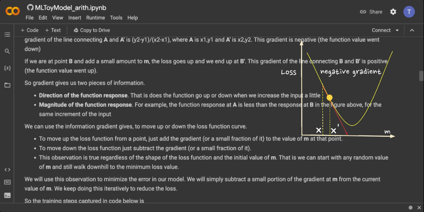This observation is true regardless of the shape of the loss function and the initial value of m. That is, we can start with any random value of m, and still walk downhill to the minimum loss value. We will use this observation to minimize the error in our model. We will simply subtract a small portion of the gradient at m from the current value of m. We keep doing this iteratively to reduce the loss.